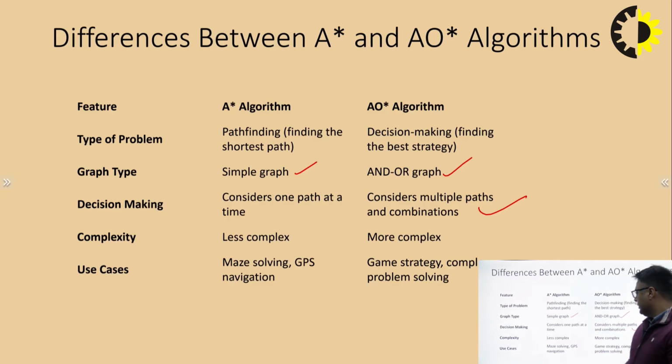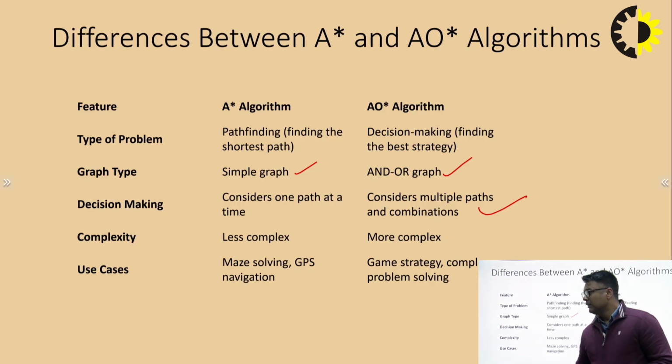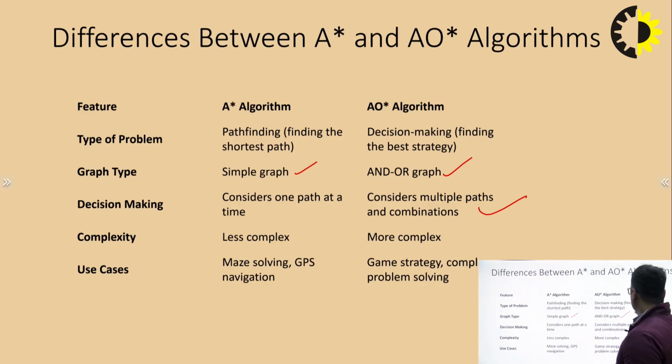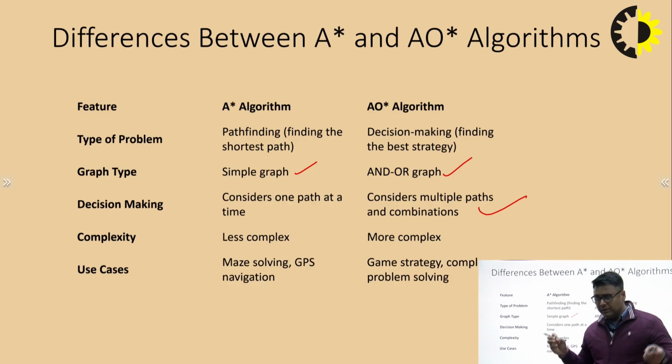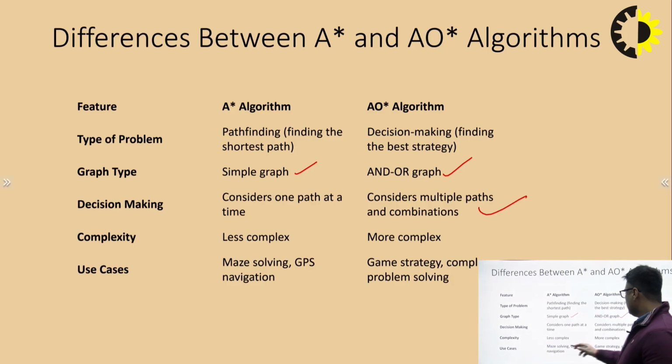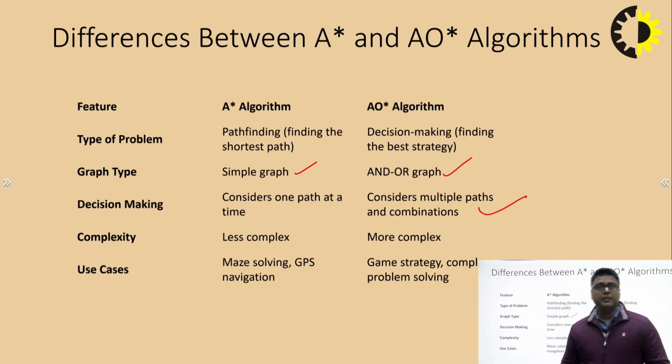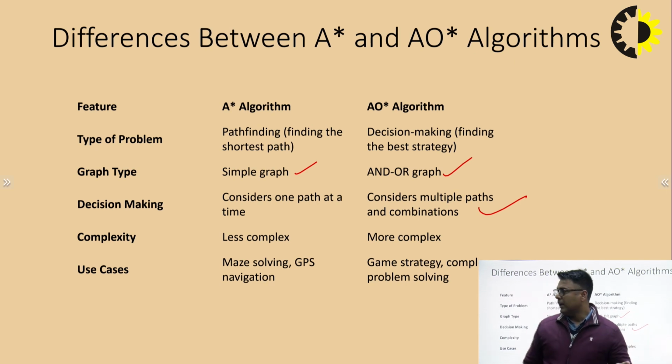Next is decision making. A star considers one path at a time, but AO star considers multiple paths and combinations. Complexity is less for A star and more for AO star because it works on the AND-OR condition, where two decisions depend upon two conditions. Next, the uses: math solving, GPS navigation, game strategy, complex problem solving. These are the main parts of A star and AO star.